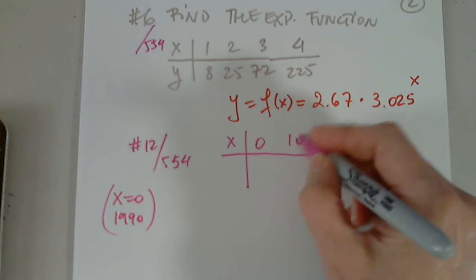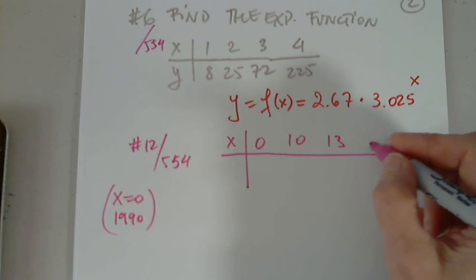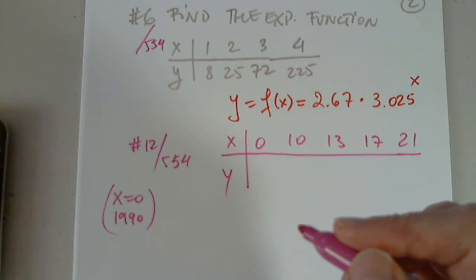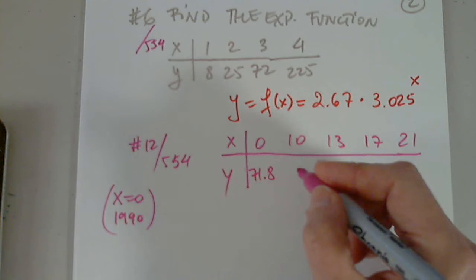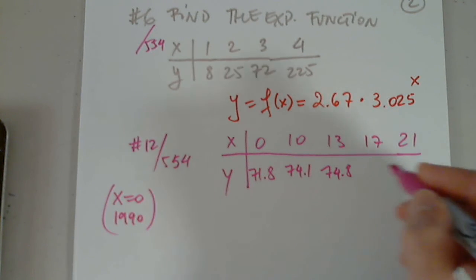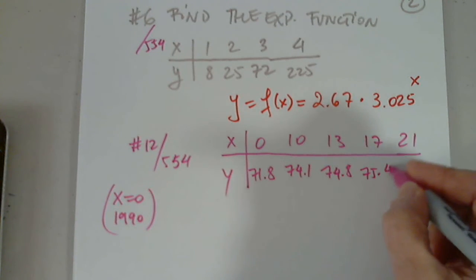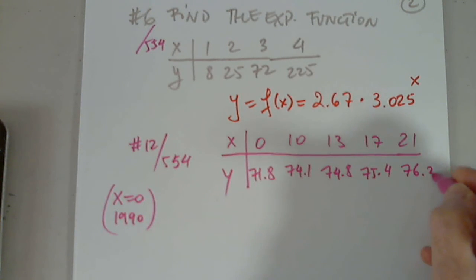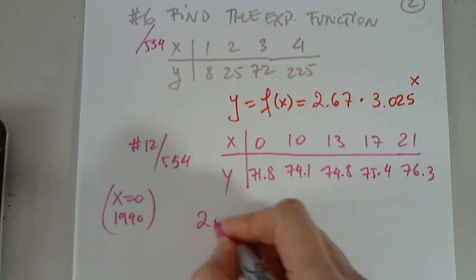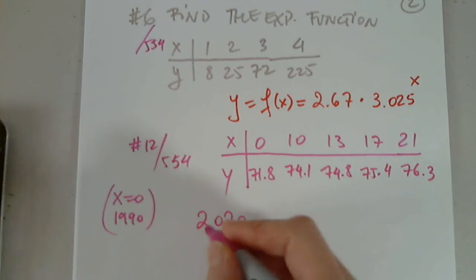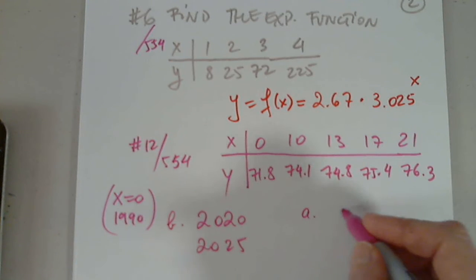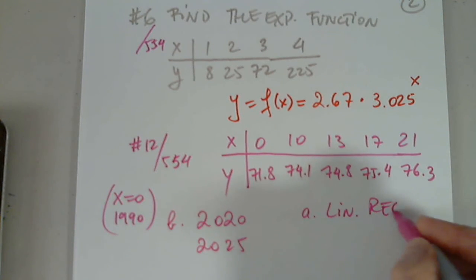So I have 0, 10, 13, 17, and 21 for x. And then y, life expectancy: 71.8, 74.1, 74.8, 75.4, and 76.3. Now they're asking us to find what happens in 2020 and also 2025. In addition, so this is part B. In part A, they wanted a linear regression model.